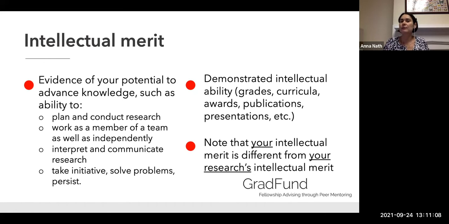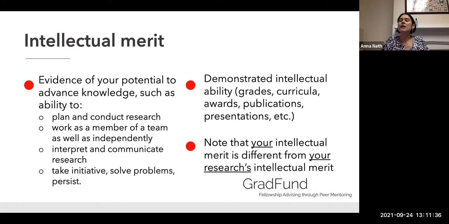Because again, we're talking about the personal statement. That's where you talk about yourself, right? It is a personal statement. So these are kind of things to think about. How do I show my intellectual merit? Of course, it's demonstrated intellectual ability. So your grades, your curricula, awards, publications, presentations, they will be part of the application itself. So that helps, of course, to show your intellectual merit.